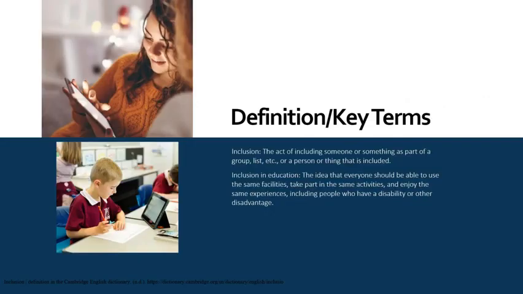So, I have two definitions here. One definition is just of inclusion. Inclusion is the act of including someone or something as part of a group, list, etc., or a person or thing that is included. Inclusion in education. Now, we're taking this idea of inclusion and how are we going to immerse it in education? It's the idea that everyone should be able to use the same facilities, take part in the same activities, and enjoy the same experiences, including people who have a disability or other disadvantage.